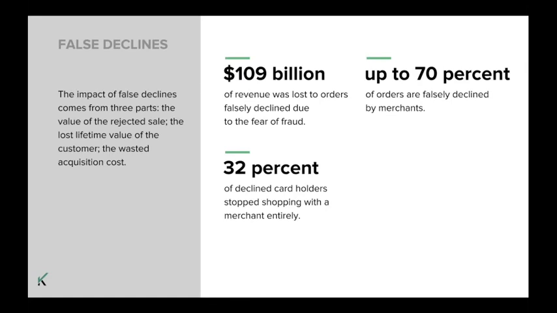In fact, $109 billion of revenue was lost to orders being falsely declined due to fear of fraud. It was last year that 109 was lost. And these falsely declined orders tend to be 1.6 times the value of regular orders themselves. And so if merchants were to eliminate false declines in the US alone, they would generate revenue equivalent to about 3 Black Fridays per year.